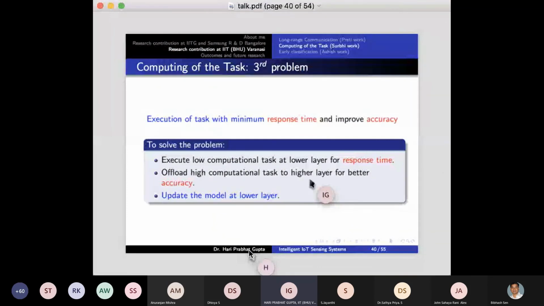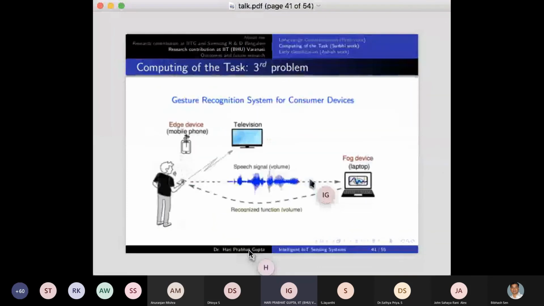For the third problem, we focus on using the edge and fog concept for improving accuracy along with the deadline and energy. We use 2 devices, one edge device and the other a fog device, and we perform the same gesture. They classify the gesture. We give the higher value to the fog device because it is a strong machine compared to the edge device, it has huge data, and you can use high-end algorithms. If the results mismatch, then we give higher priority to the fog device to retrain the model at the edge, and the edge device increases its accuracy periodically.